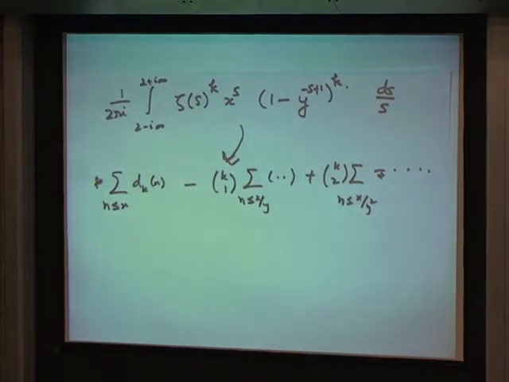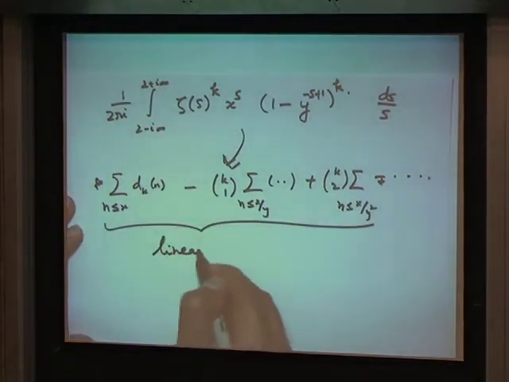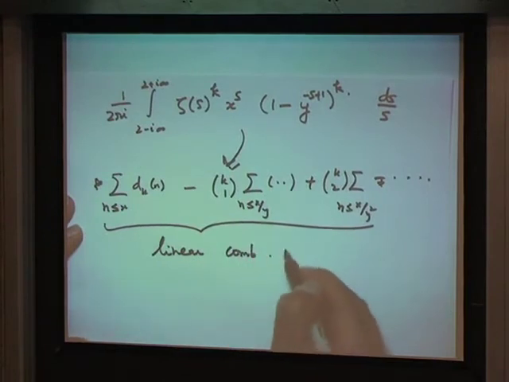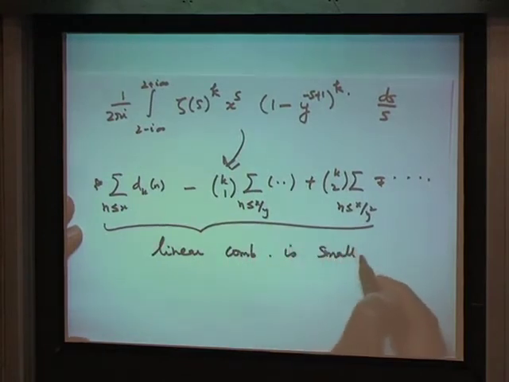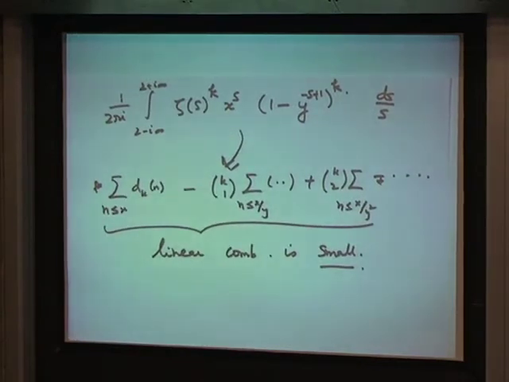That's my linear combination. So I've constructed for you a linear combination of these mean values. And since I've killed all these poles, I can now move the line of integration to the left. And I conclude that this linear combination is small. Okay. Of course, this is just in this particular example. Right?